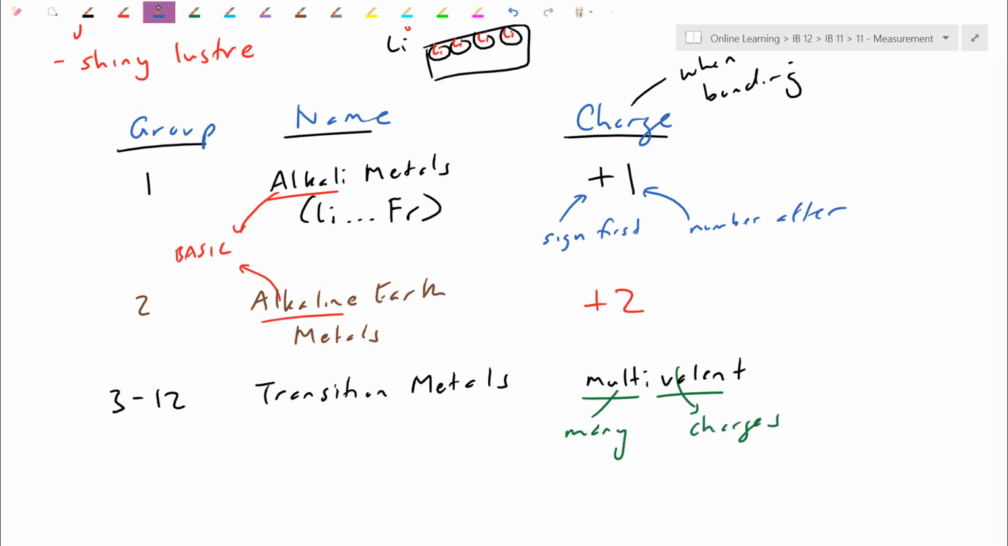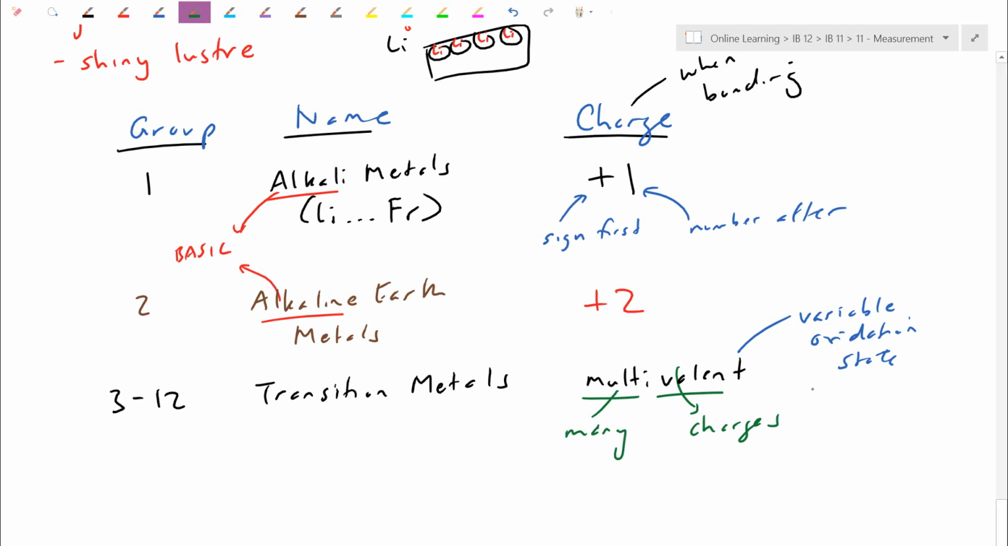In chapter 3, when we come back to this, we're going to write it a different way. We're going to actually call it a variable oxidation state. Variable meaning it can be changeable. Sometimes it's this, sometimes it's this. And oxidation state is a fancy word for charges.